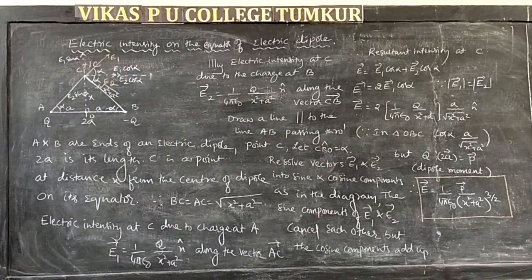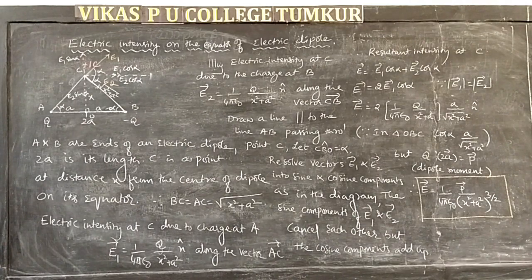So it is very clear that the electric intensity on the axis of the electric dipole is E is equal to 1 by 4 pi epsilon naught vector P by x square plus a square whole power 3 by 2, where a is the semi-dipole length, x is the distance of a point on the equator from the center of the dipole, P is the dipole moment, which is the product of the magnitude of one of the charges and the dipole length.